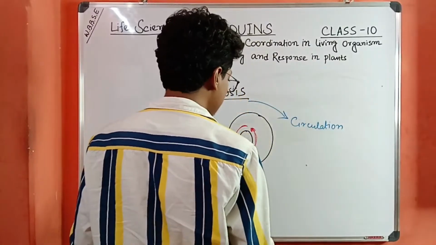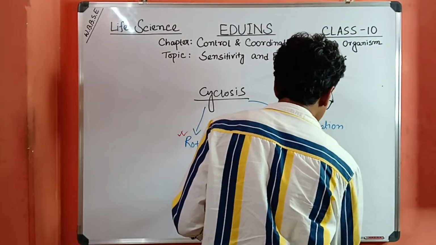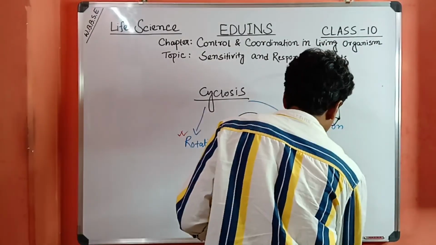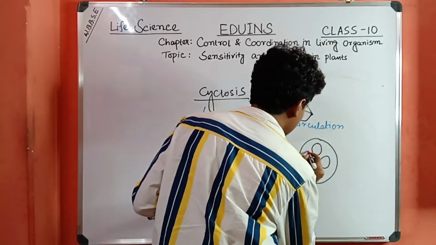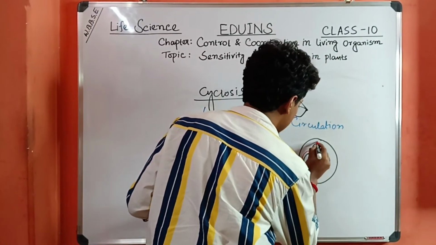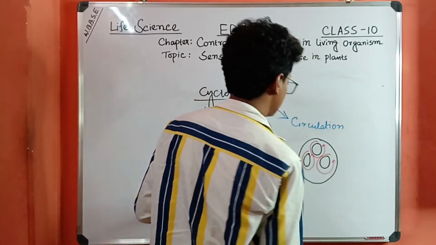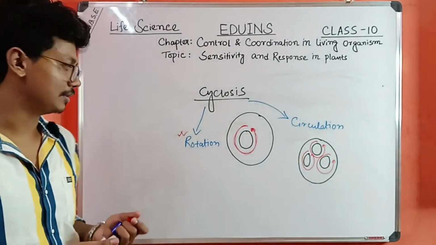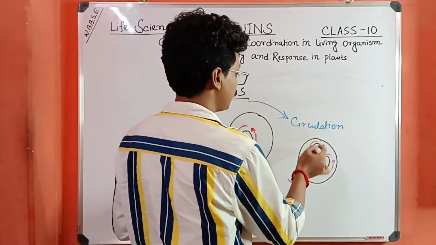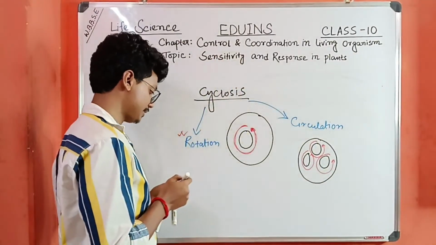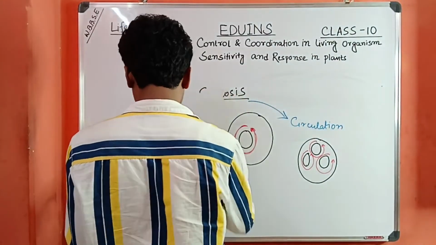And what is circulation? Circulation is the same process but a little bit different. Circulation is the rotation of protoplasmic material around many vacuoles. This is rotation for a single vacuole and circulation for multiple vacuoles.